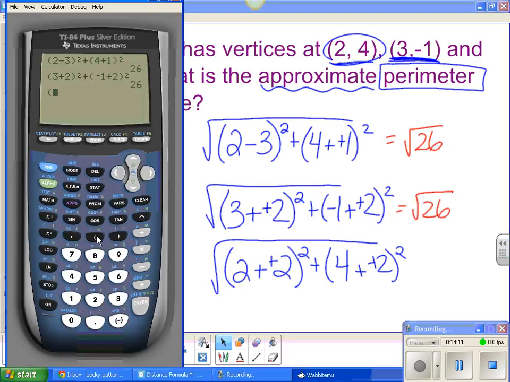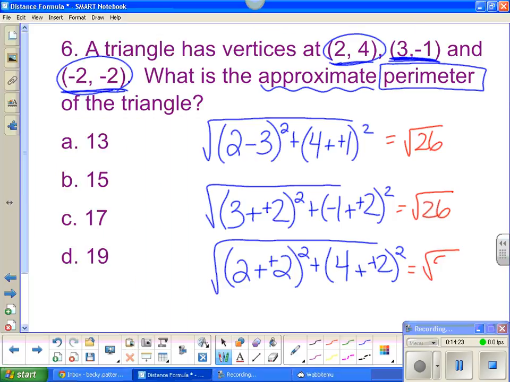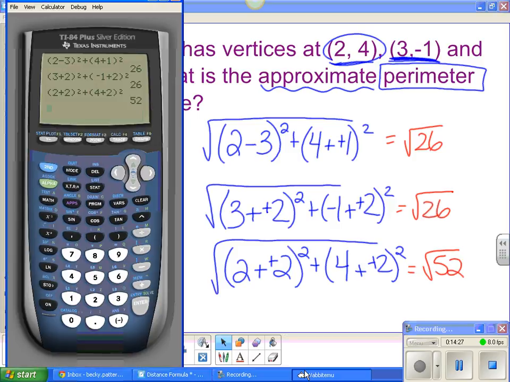And then to do the last one, 2 plus 2 squared plus 4 plus 2 squared, 52. So root 52. Now I have to add them together. This is the tricky part. I'm not adding a 26, a 26, and a 52. I have to add a root 26 and a root 26 and a root 52.